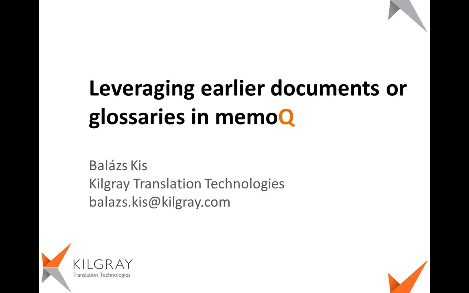And you can notice that I have changed somewhat the title of the presentation, because the last time we did the presentation there was no such thing as MemoQ 4.5, which is the latest version to date, and there were quite big changes in the department where you actually put in earlier documents to use them in your translation. No change to the glossaries though. So this is the title I chose, Leveraging Earlier Documents or Glossaries in MemoQ.